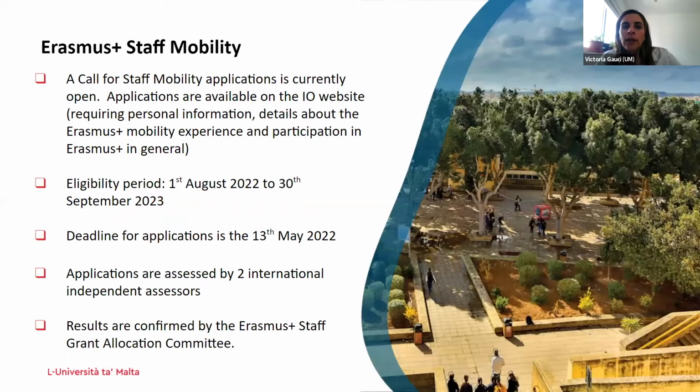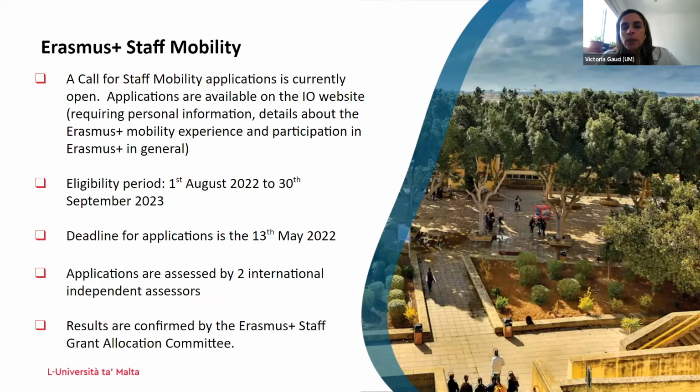Currently, we have a call open for staff mobility for both teaching and training. Interested persons can apply on our website. Basically, the application is online. It will require some personal information and also details about the Erasmus mobility you'd like to undertake, and also general information about your experience in Erasmus in general.